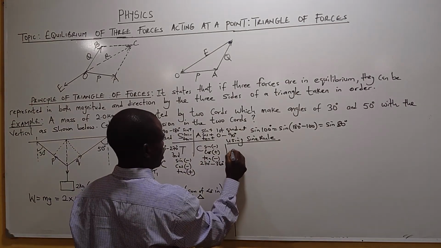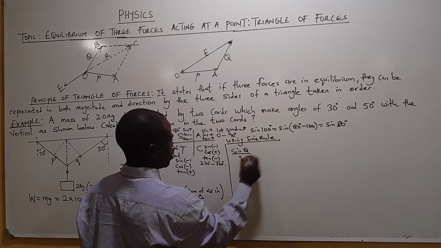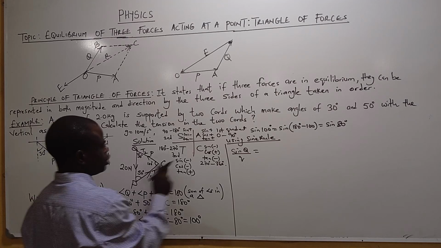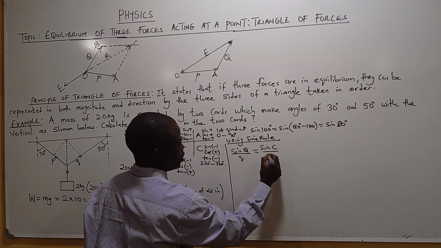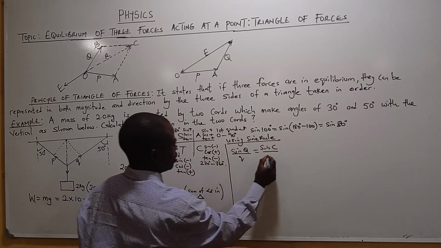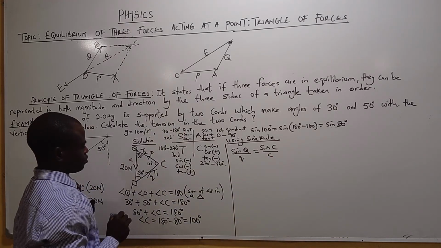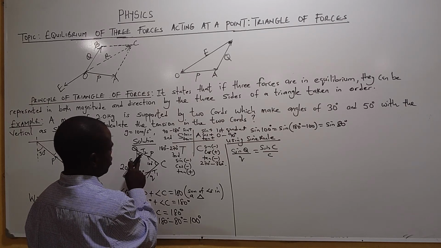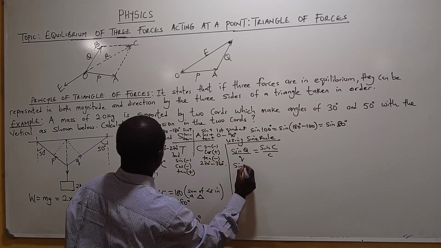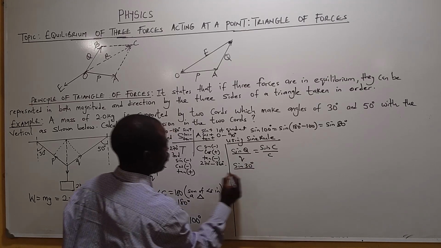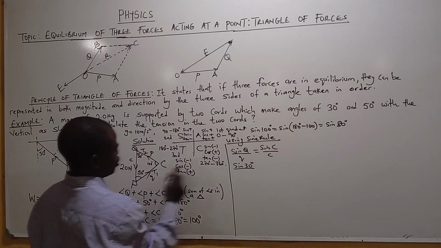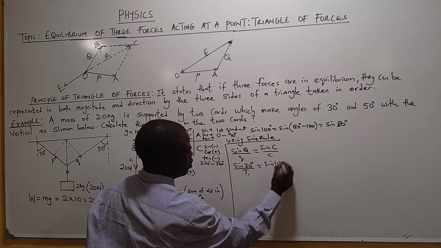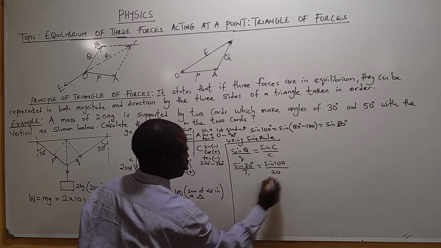Now you have sine Q over small letter q equals sine C over small letter c. What is sine Q? Sine Q is 30 degrees. So sine 30 degrees over q, which is T1, equals sine C, sine 100, over c, which is 20.